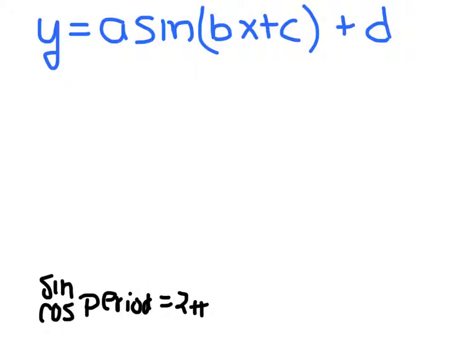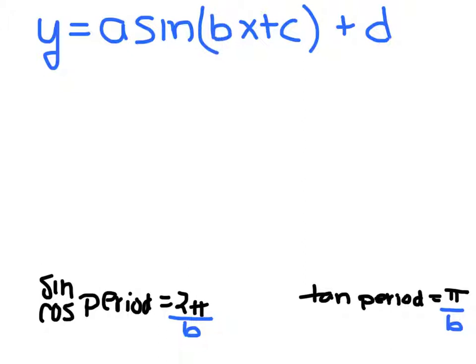And for tangent, the period is pi. And if it's not the basic function, for sine and cosine the period is going to be 2 pi divided by b, and for tangent it's going to be pi divided by b. So you're looking at this number right here to decide what the period is.